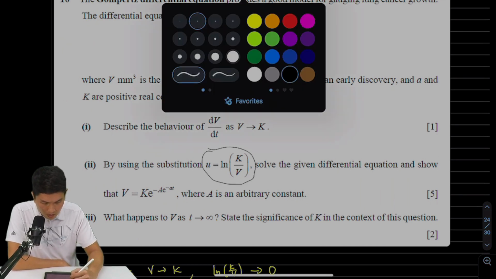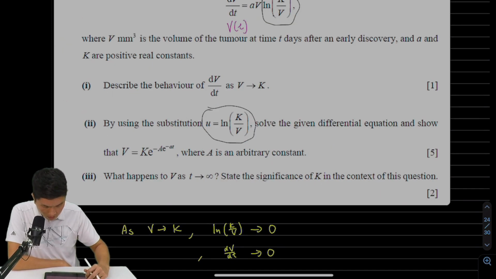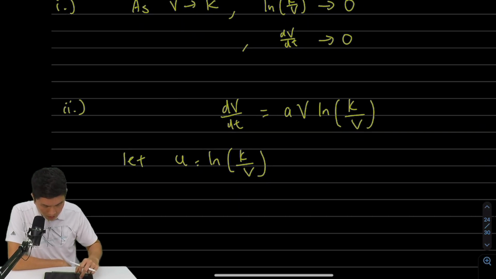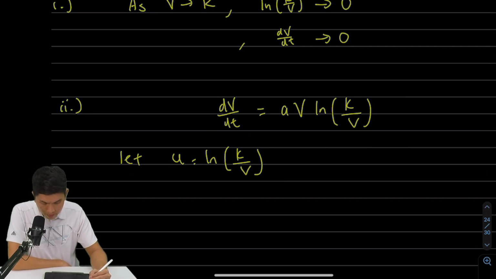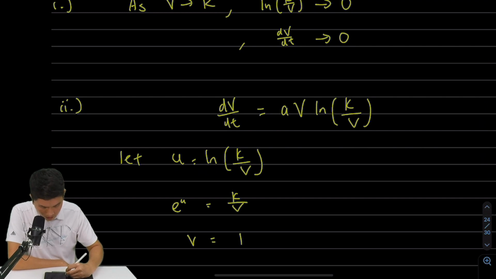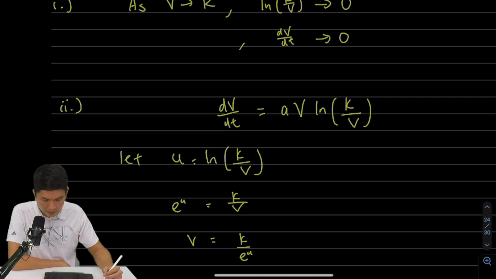I just need to write down, wrong color, v in terms of u. Okay, so this is the question again. dv dt is this, and this is my substitution. So maybe let's make v the subject of the formula. Right, to make v the subject of the formula, I need to take e to the power u equals to k over v. Okay, making v the subject of the formula, I get k over e to the u.